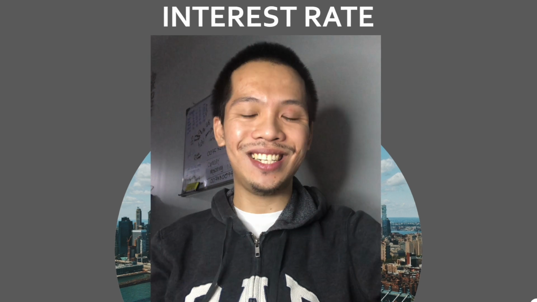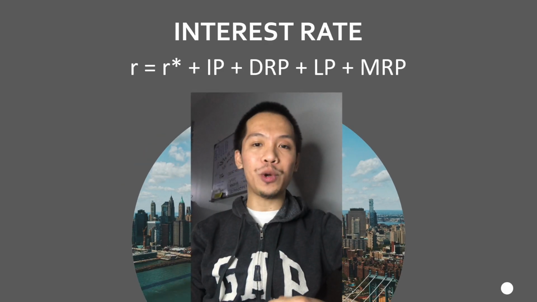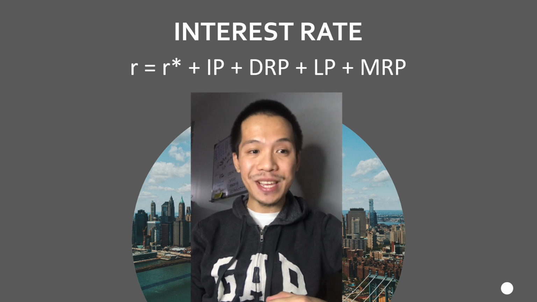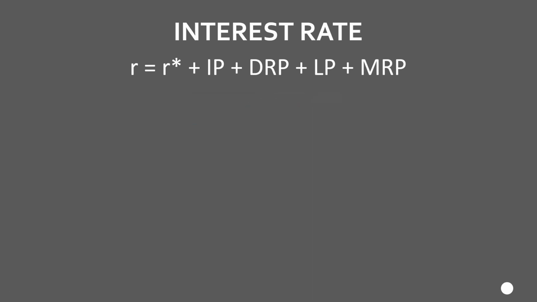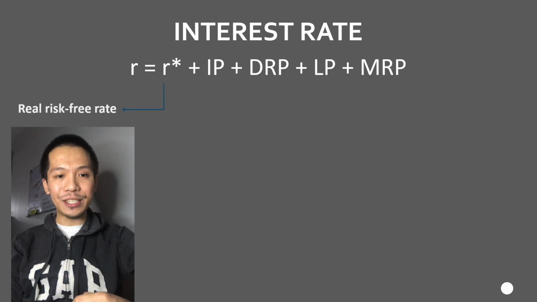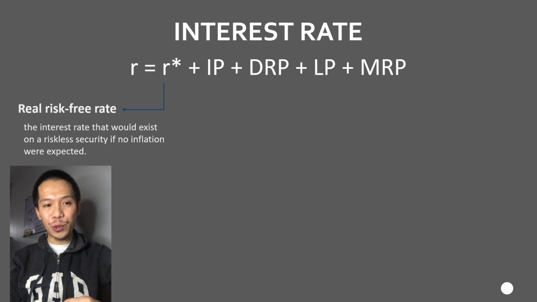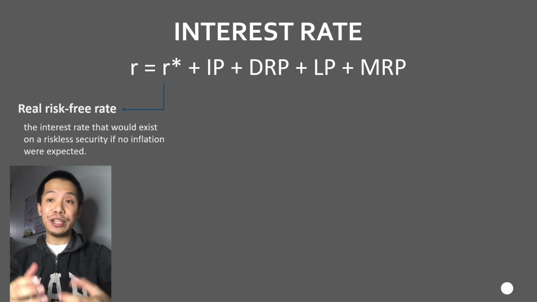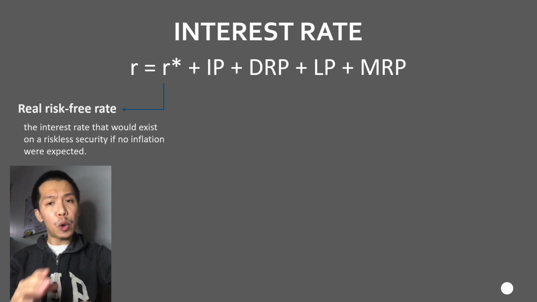So interest rates, denoted by R, is equal to R star plus IP plus DRP plus LP plus MRP. Let's go through each variable one by one. R star is the real risk-free rate, the interest rate that would exist on a riskless security if no inflation were expected. This is basically the rate the lender demands to receive in a world where there is no increase in the general level of prices and the borrower is guaranteed to deliver her payments as agreed. That is, there is no risk.